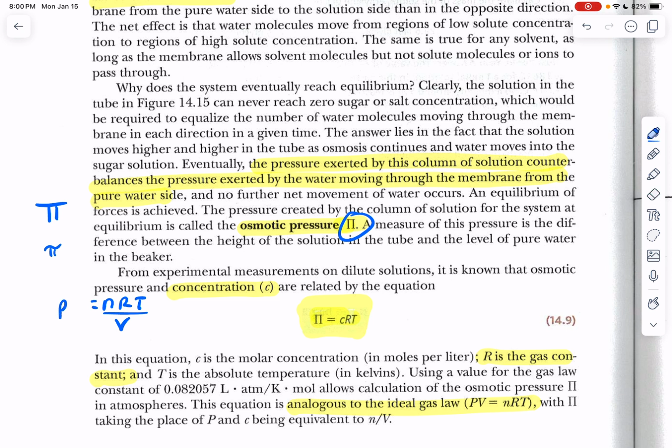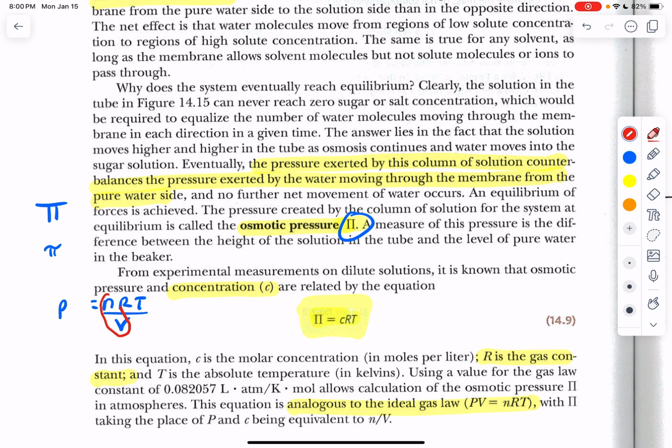Then, if we recognize that moles over volume is molarity, represented here by C, the concentration, and instead of talking about pressure, which we usually use for gases, we use this for osmotic pressure, you get this equation right here. So you can see how it's connected to PV equals nRT. It's analogous to it.